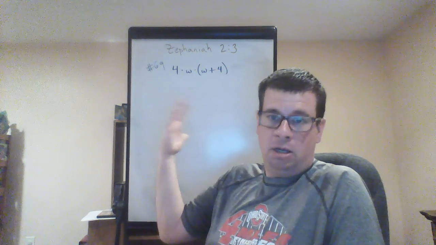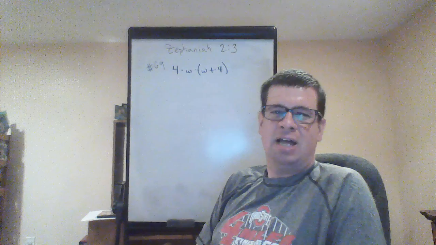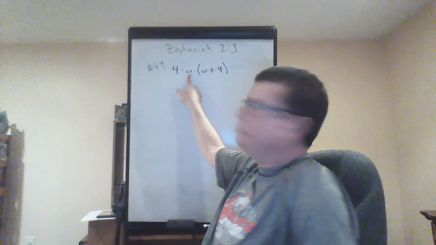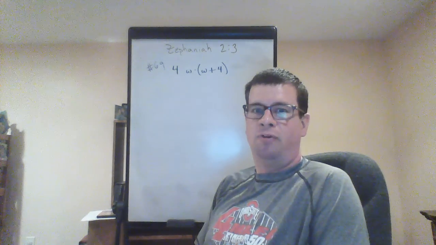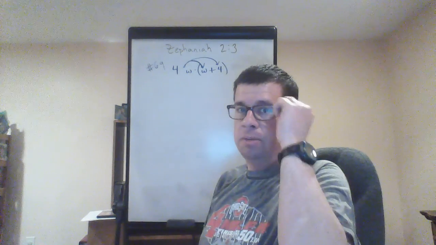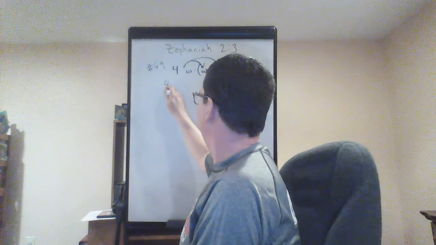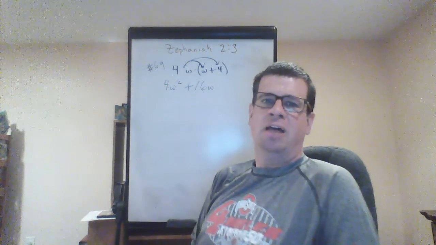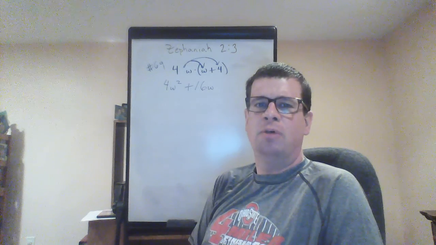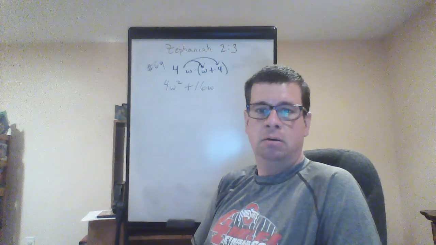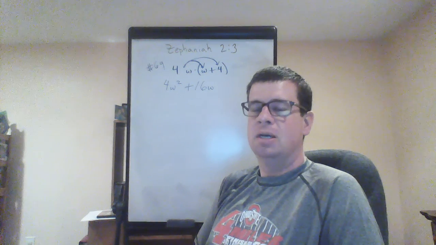Now, unfortunately, there's the volume of this box, but it's not a polynomial. I need to do some multiplying here. The good news is 4 times W, I can just write that as 4W. And now I can distribute 4W to both the W and the 4. That gives me 4W squared plus 16W. In part A it says write a polynomial for the volume of the box, and there it is.